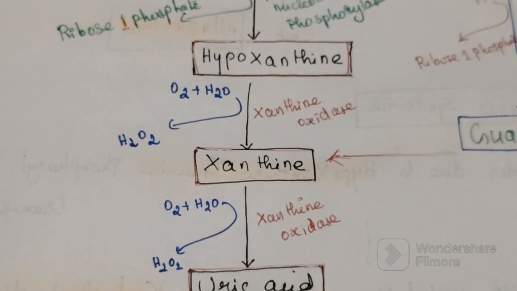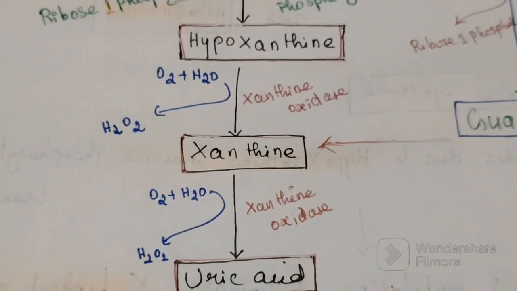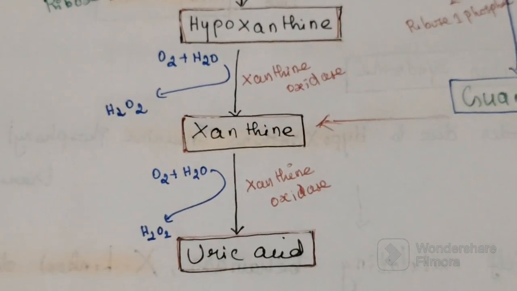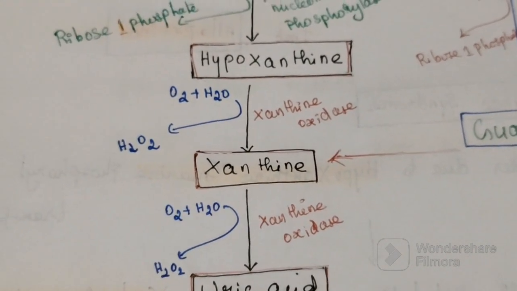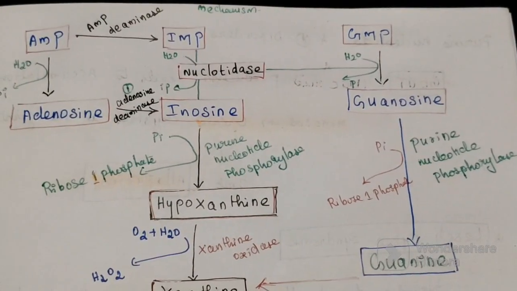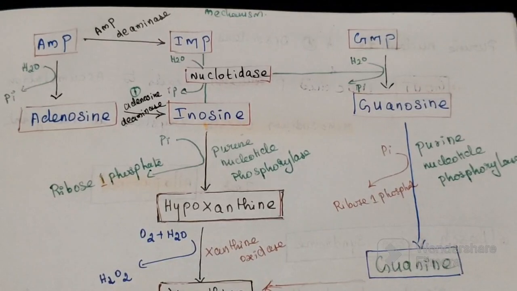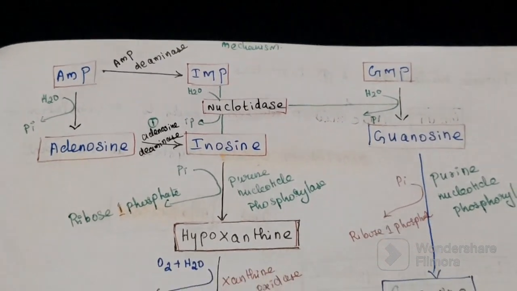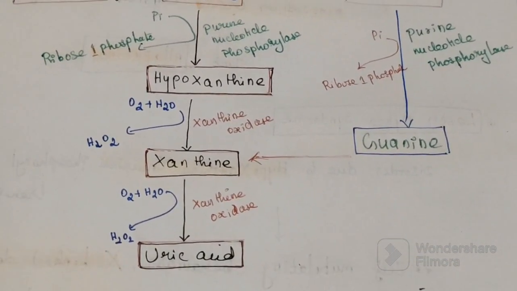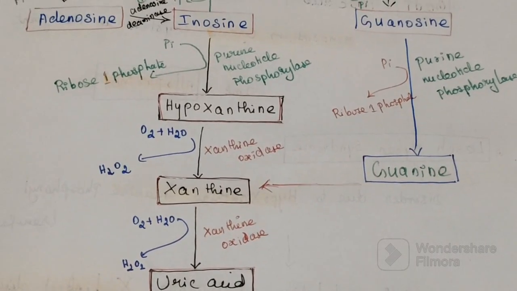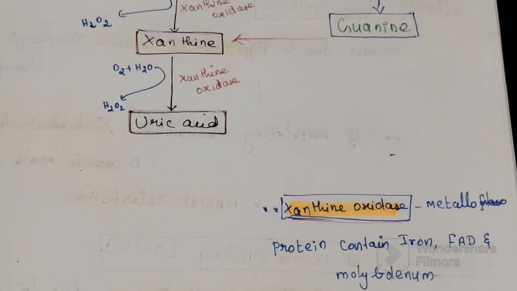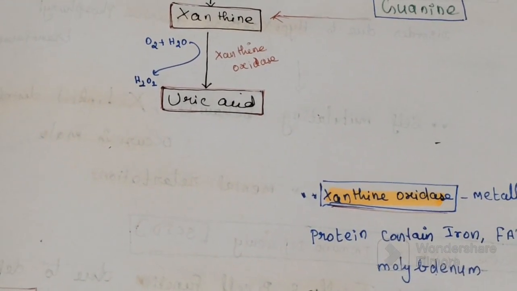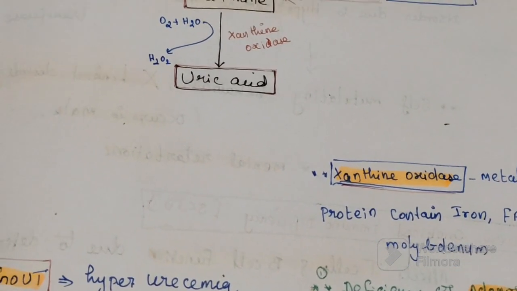Then xanthine, again by the xanthine oxidase enzyme, with oxygen combined with water to form a free radical, is converted into uric acid. So in this purine nucleotide degradation, AMP, IMP and GMP are ultimately converted into uric acid. The important enzyme is xanthine oxidase, a metalloprotein containing iron, FAD and molybdenum, important in uric acid synthesis.